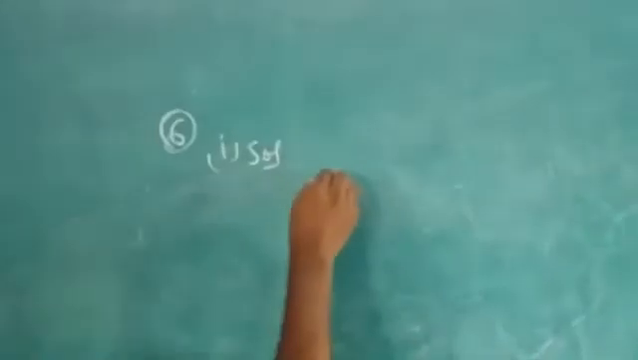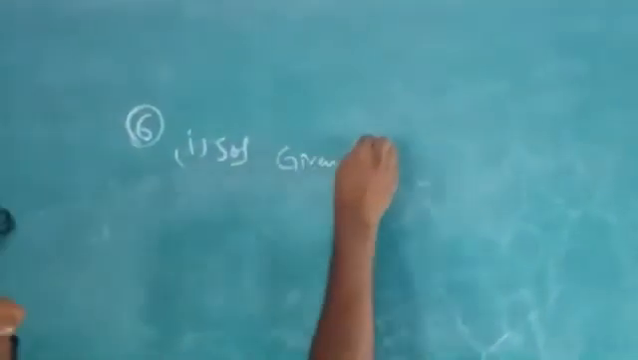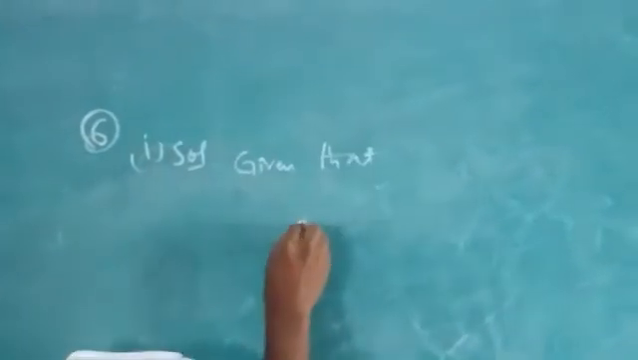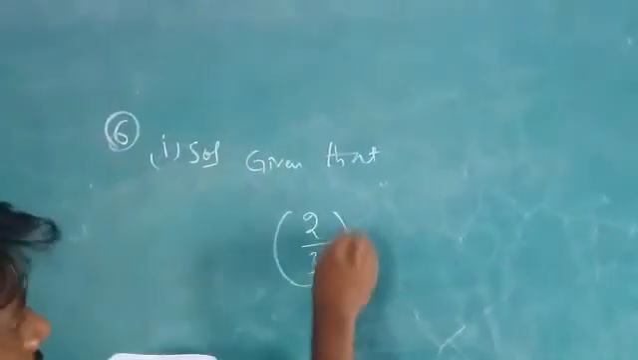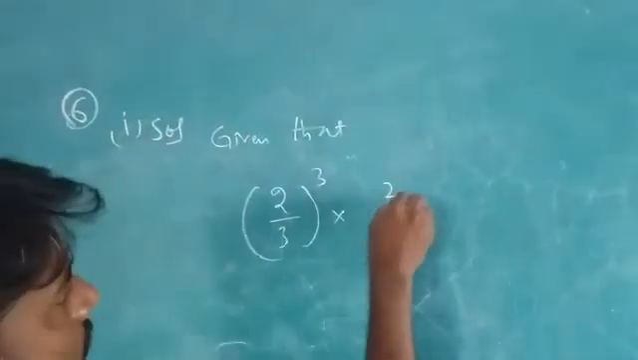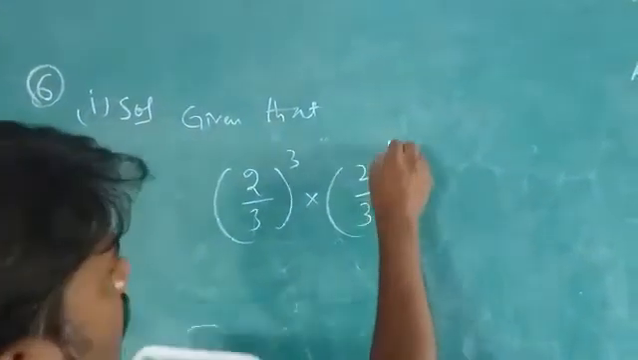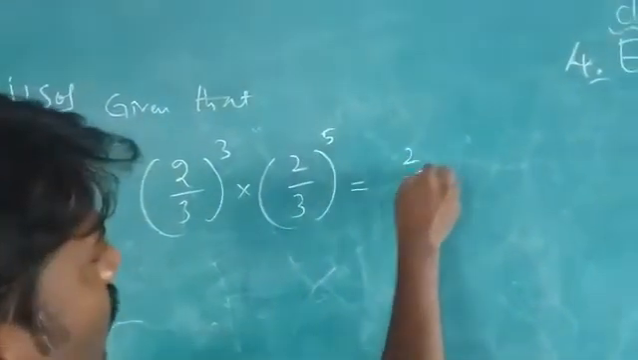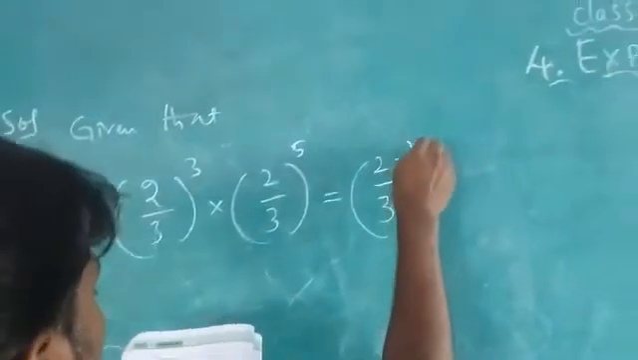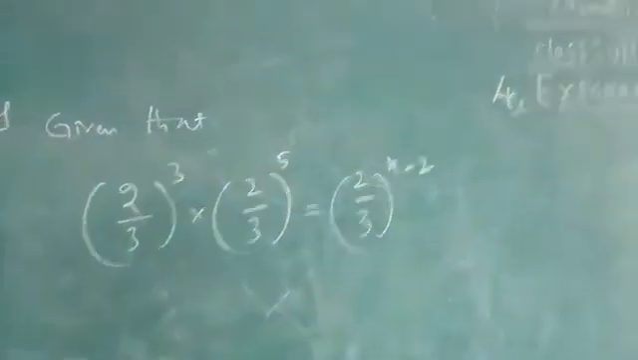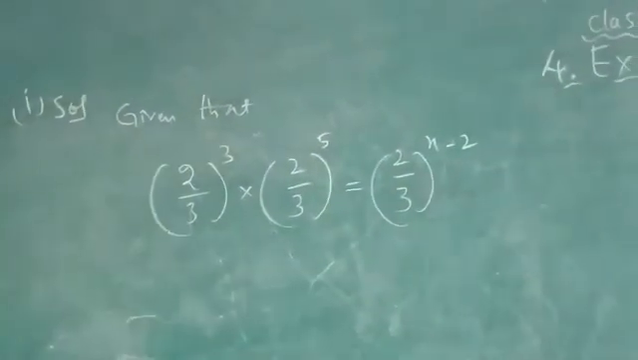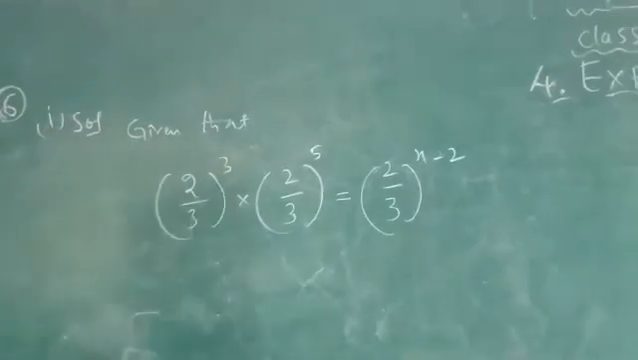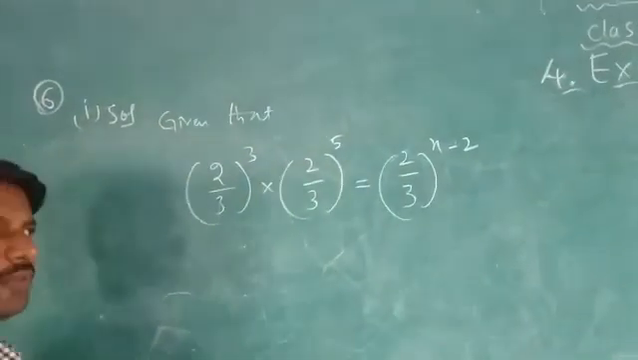Okay, children, let me explain. Look at the board. What is given? Given that 2 by 3 whole cube into 2 by 3 whole to the power of 5 is equal to 2 by 3 whole to the power of n minus 2. Children, it's a very simple problem, very easy also. This is very important also, children. This concept will appear in the upcoming classes also.